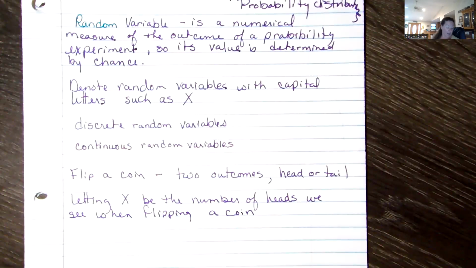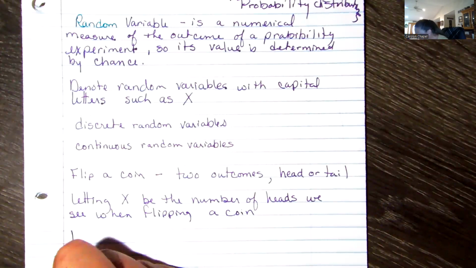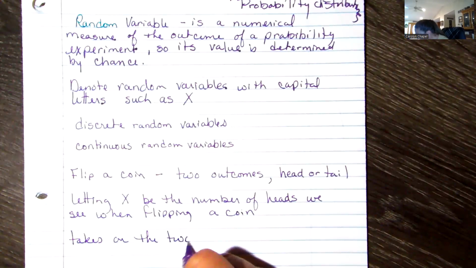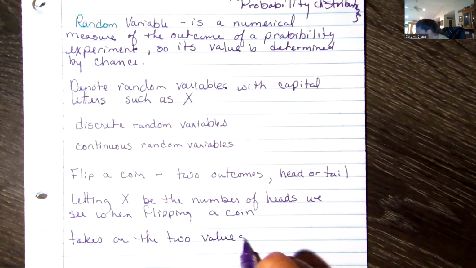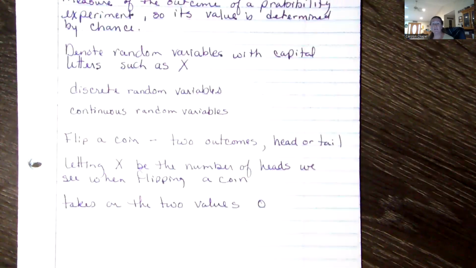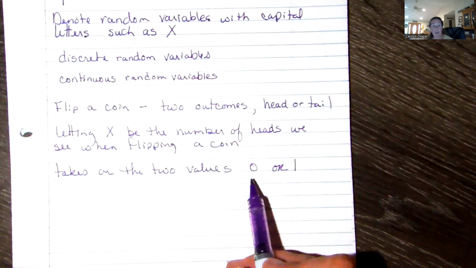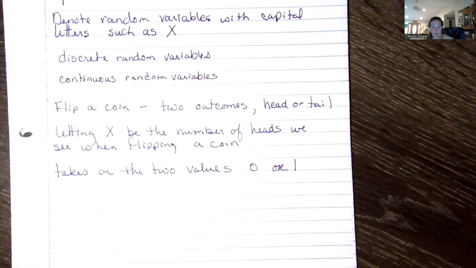So this random variable takes on two values: a 0 in the case that we flip a tail, or the value of 1 when we flip a head. And what we like to do is create these outcomes or values associated with their probabilities.